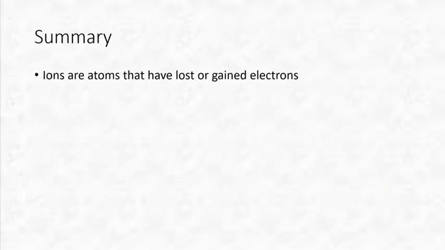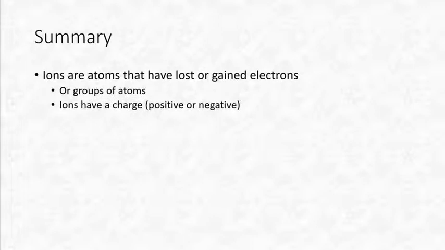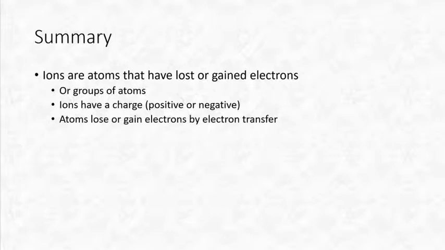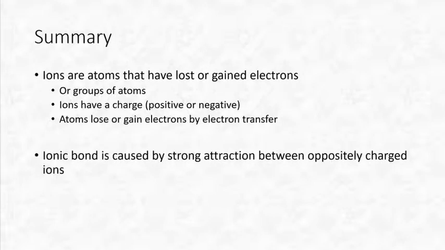So in summary, ions are atoms that have either lost or gained electrons, or sometimes they're groups of atoms. And they have a charge which could be positive or negative. Atoms lose or gain electrons by electron transfer to get this charge. An ionic bond is caused by a strong attraction between oppositely charged ions. You don't get this between two positive ions or two negative ions. It has to be positive and negative.